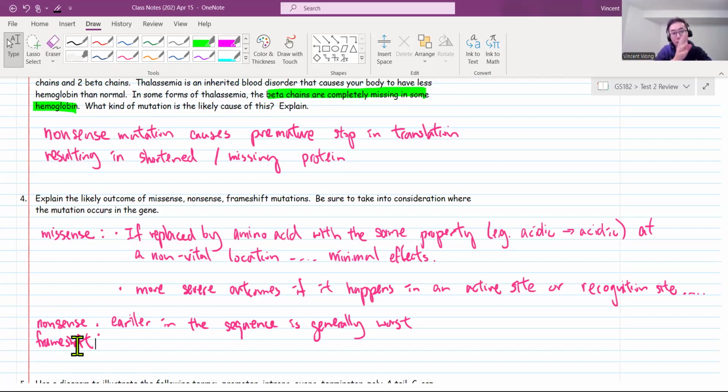Remember, everything after the point of insertion or deletion that's not a multiple of three will result in massive, extensive missense mutation. So your whole protein, basically 80% of it, is going to be wrong. So these are worse. Basically, I'm probably going to give you a bunch of mutations, and then ask which one will likely have the worst outcome or the least impact. Then you have to know how to look for it.